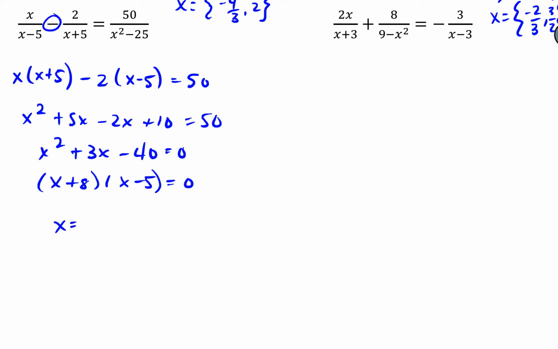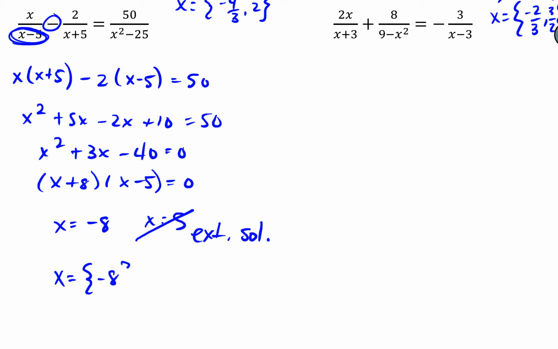So I get a solution of negative 8 and positive 5, but that gets rejected as it is an extraneous solution, right? Positive 5 makes this undefined. We can't have that. Negative 8 totally works, so negative 8 is my only solution to this problem.